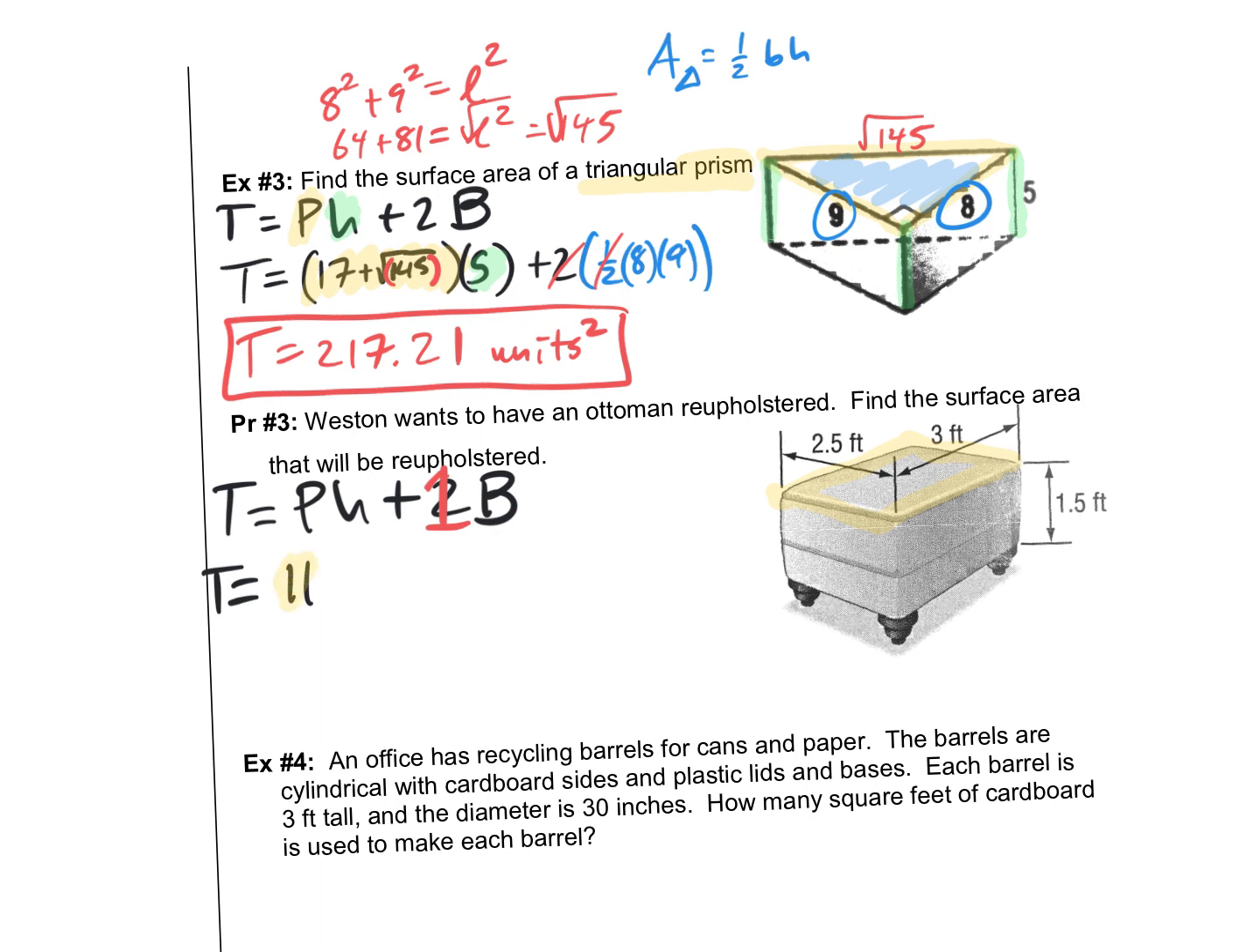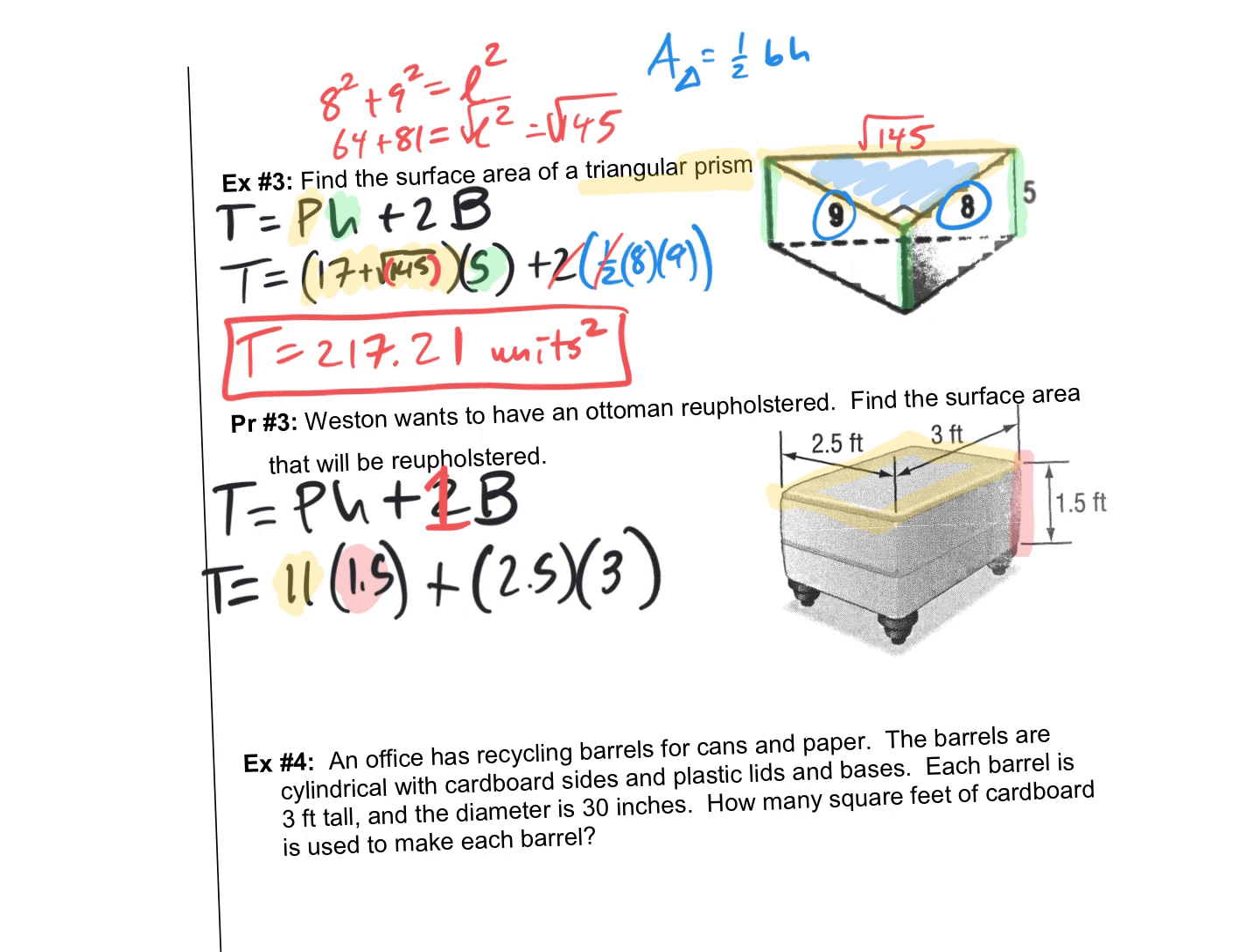I'll highlight that in yellow. And then I need the height. And I know that's the height right there because it's simply the height of the shape. So I'm going to put a 1.5 right there. Plus basically 1 base area. The base area is just a rectangle, right? So I'm just going to do 2.5 times 3.